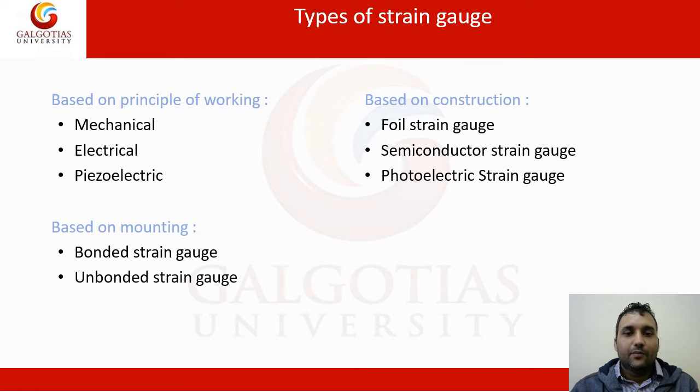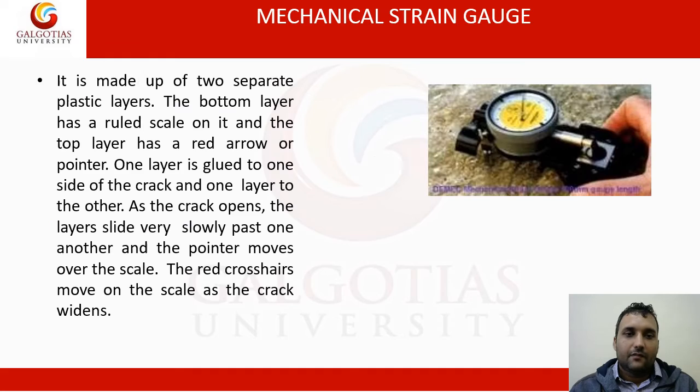Next is the types of strain gauge. Strain gauges are classified based on the principle of working, that is mechanical, electrical, piezoelectric; based on construction, that is foil strain gauge, semiconductor strain gauge, photoelectric strain gauge; and based on mounting, where they are applied, bonded strain gauge and unbonded strain gauge. We will discuss these types of strain gauge further in the next slides.